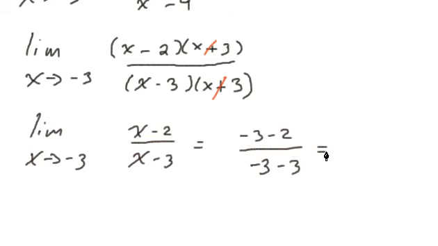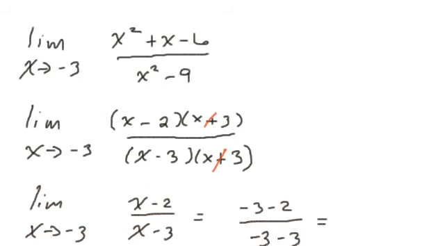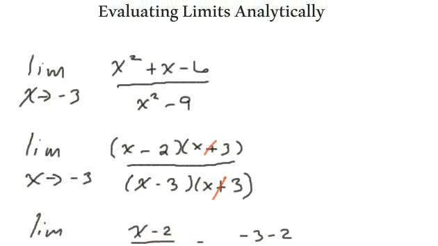Alright, and we end up with, actually, I like to write it below here. So we have negative 5 over negative 6. And of course we have a negative over a negative, so that's going to cancel out. And our final answer is going to be a positive 5/6. So we can come up here now and say that our original limit is equal to 5/6. Easy enough.